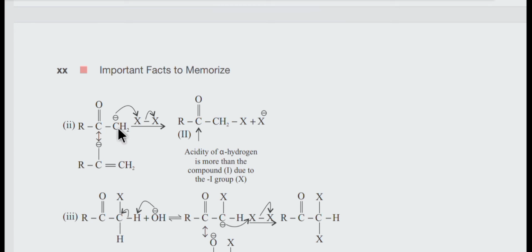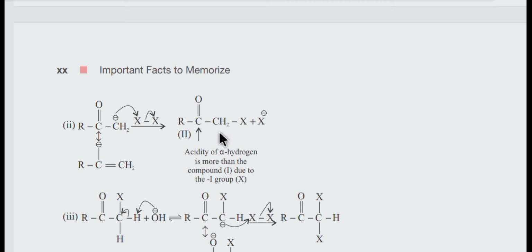This carbanion will attack a halogen in the presence of molecular halogen. Molecular halogen means X2, that is Cl2, F2, Br2, I2. These are molecular halogens. The negative charge, or carbanion, will attack one of the atoms of the halogen molecule. So it will produce this compound, RC double bond O CH2X, where one proton has been replaced by X.